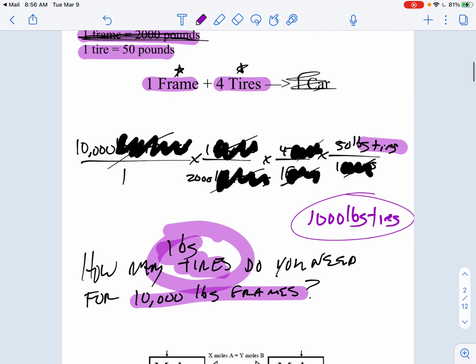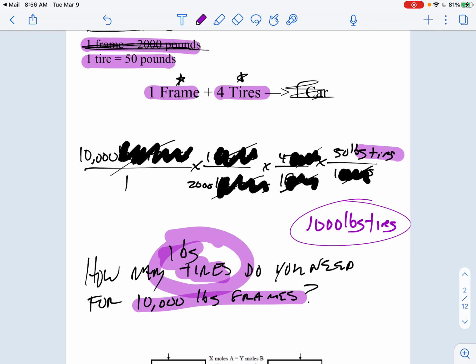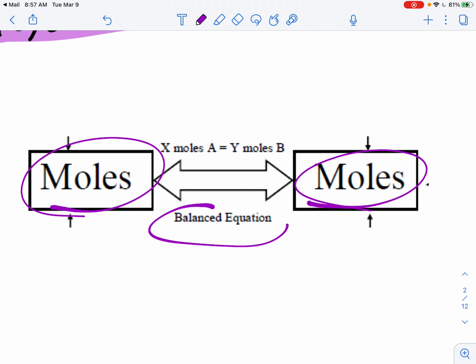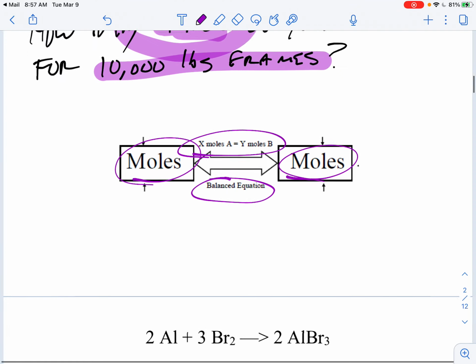So you only need 1,000 pounds of tires to go with 10,000 pounds of frames, even though you need 4 times as many tires as frames, because tires weigh so much less than frames. So what we have just done is add a brand new branch to our mole map: if we want to go from one substance to another substance, it's the idea of moles that tells us how much of the substance there is in the number of pieces. And whatever balanced equation there is, we can relate the two things that we care about in the equation by their number of balanced moles.